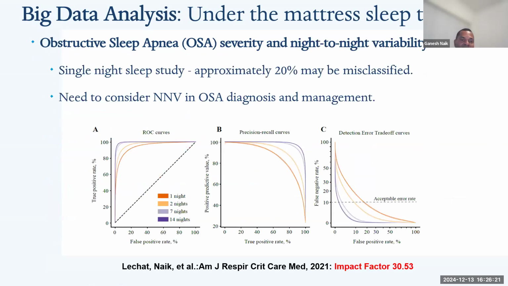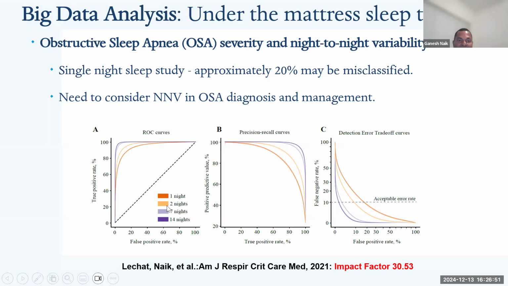Basically, we found that if you just use one night of sleep, you get false positives. The ROC curve also shows that one night of data only gives an accuracy of around 80%. So in that case, 20% may be misclassified. That means one night of sleep data is not good enough.